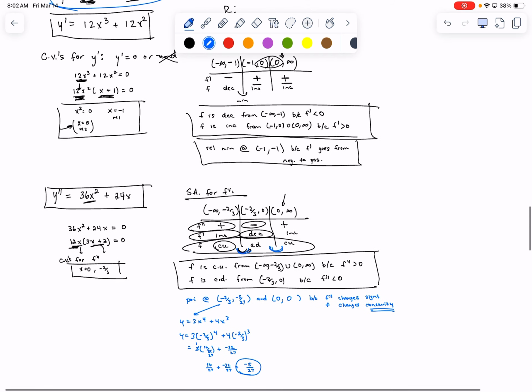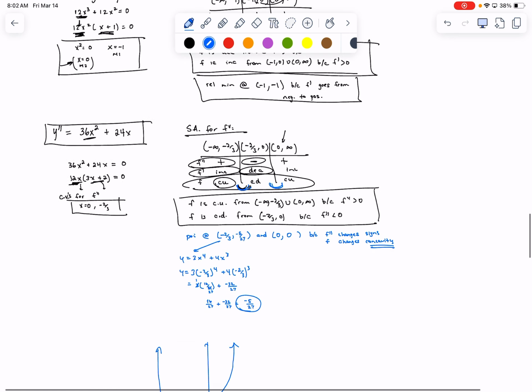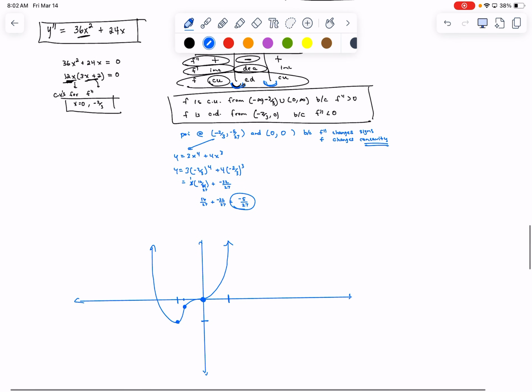I thought one bounced. Yeah, it bounces up at 0. Where does it bounce at? 0, 0. Oh, this is the original function. The derivative bounces. Yeah. The derivative bounces.